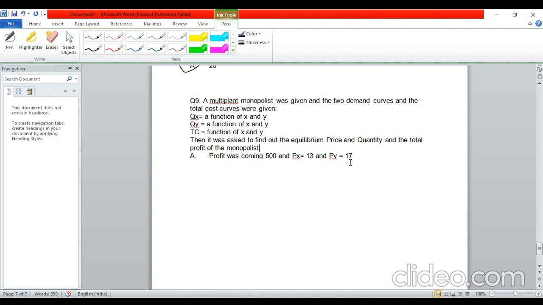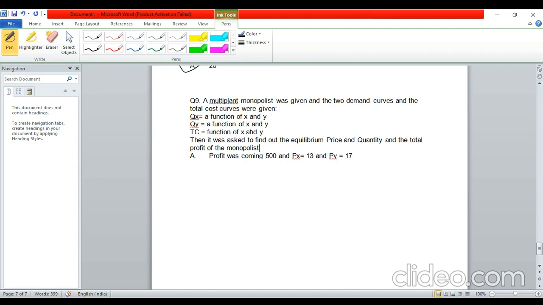Okay, guys, the ninth question. Here a multi-plant monopolist was given, and we were given the two demand curves. QX, that is the demand curve for this commodity X, was given as a function of X and Y. It was a complex function with constant terms, terms of X, terms of Y, and the interaction term as well, XY.